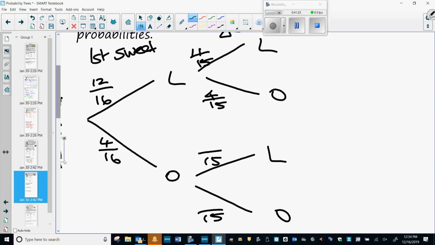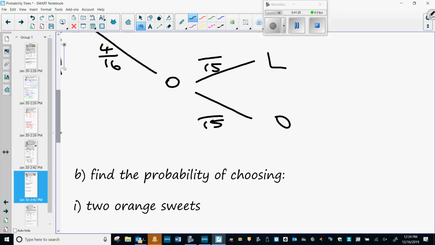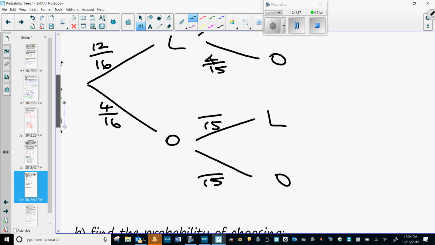The second option, we've got orange. So we took an orange out here, so my orange is going to go down by 1, so I'm now going to only have 3. And if it's a denominator of 15, this must be 12. Okay? So here we've got orange, lemon, orange, lemon.